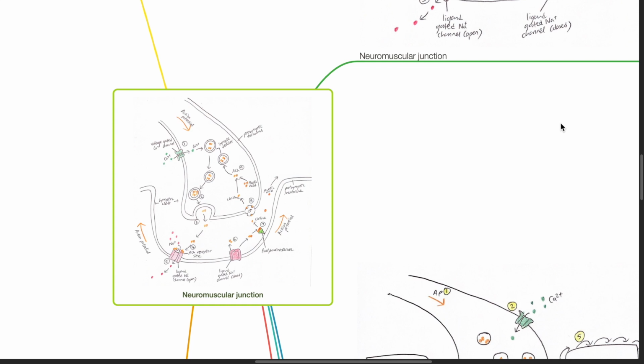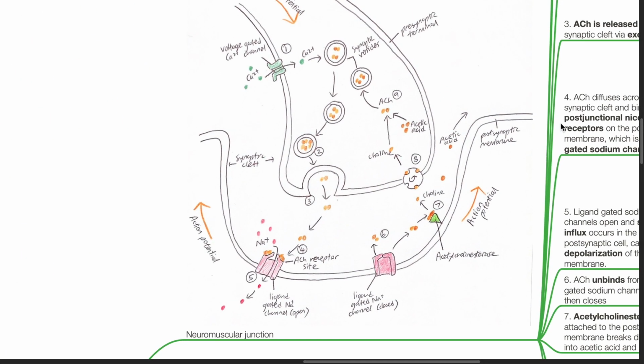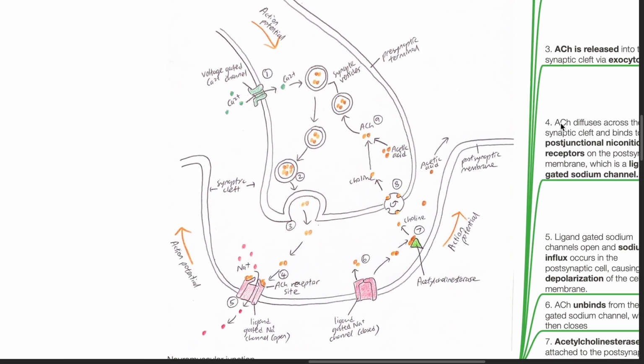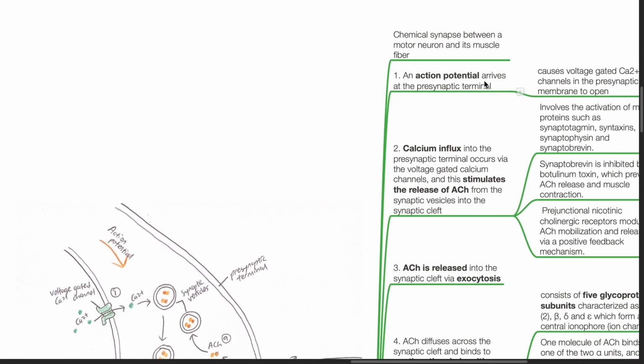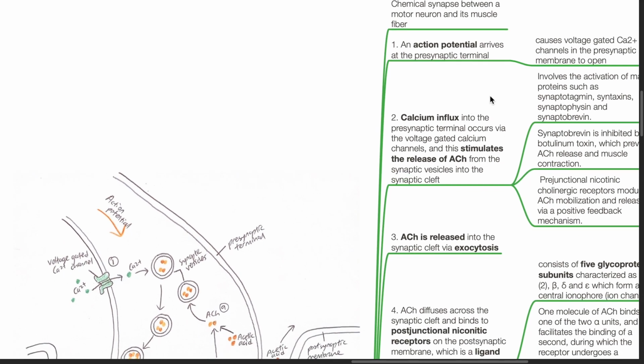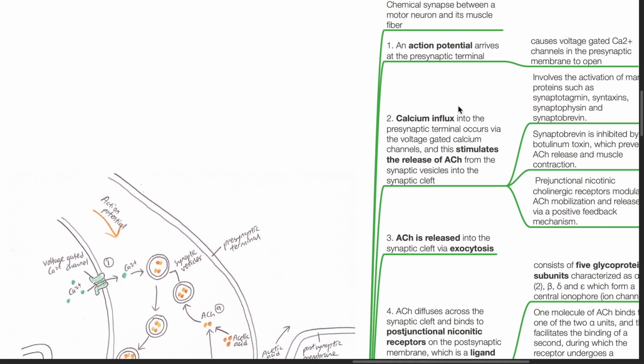Today we will be discussing the neuromuscular junction. The neuromuscular junction is a chemical synapse formed between the motor neuron and its muscle fiber. The events occurring at the neuromuscular junction: Number 1, an action potential arrives at the presynaptic terminal, and this causes voltage-gated calcium channels in the presynaptic membrane to open.